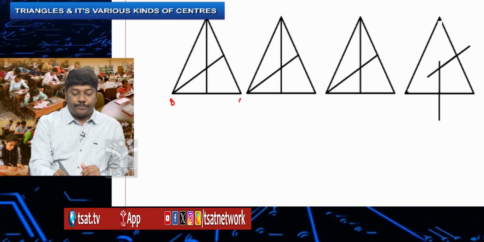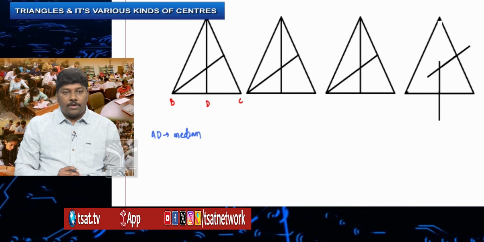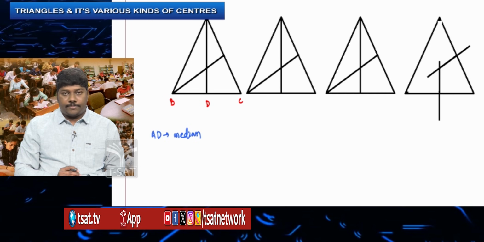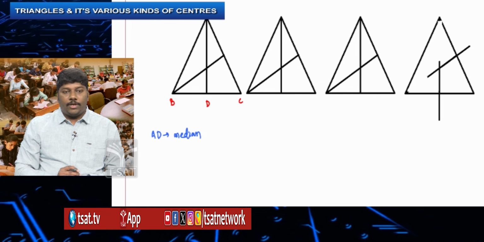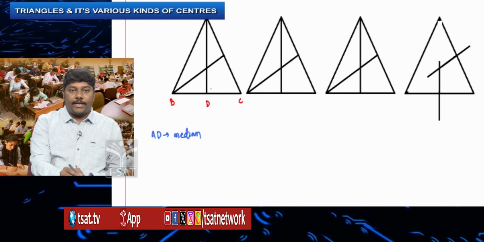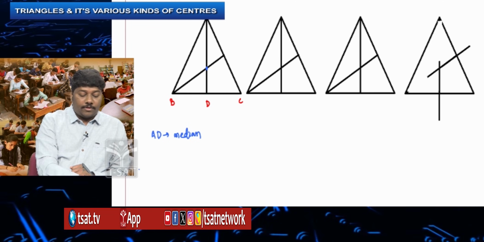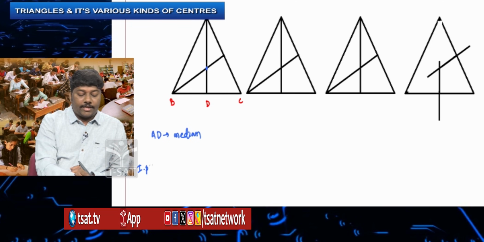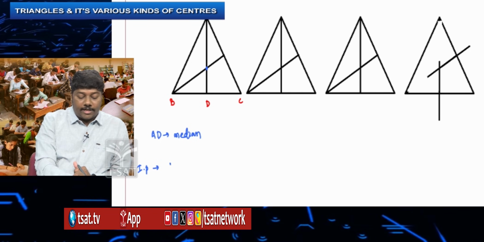Triangle ABC. Here in the first figure, I am saying AD is a median. So, AD is a median here. A median is a line which bisects the opposite side, and a median also divides the entire triangle into 2 equal areas. The intersection point of medians, I call it IP, that is intersection point. The intersection point of medians is the centroid.